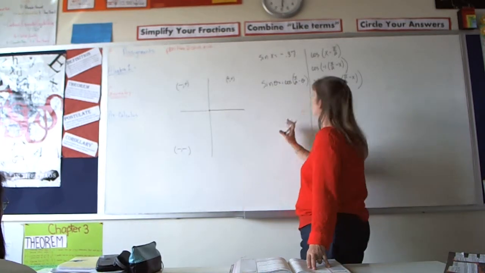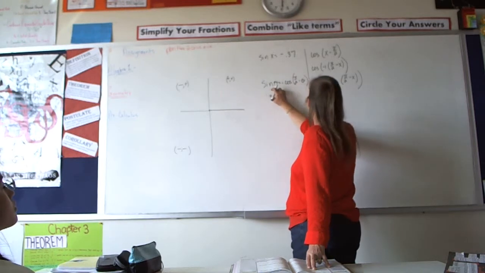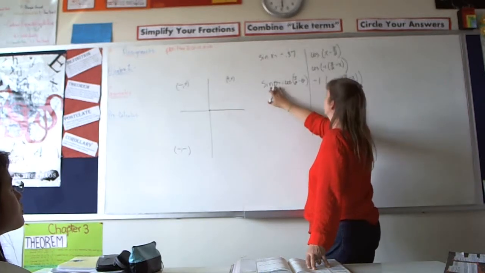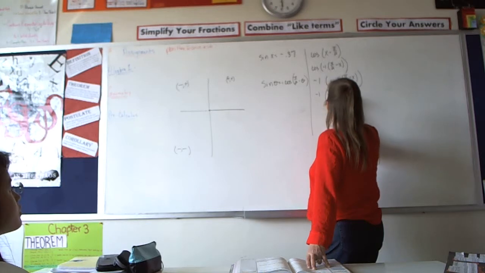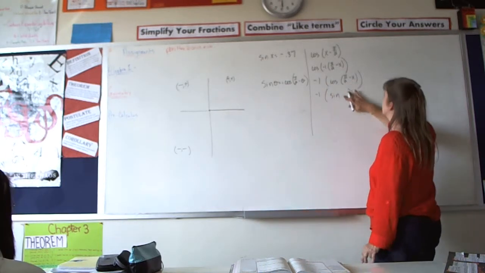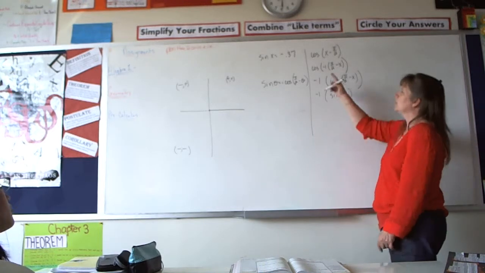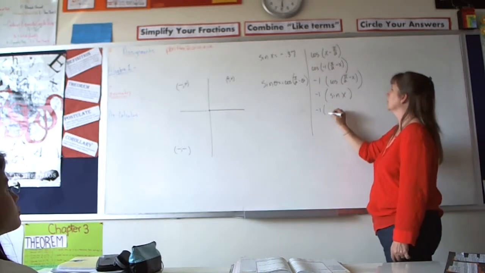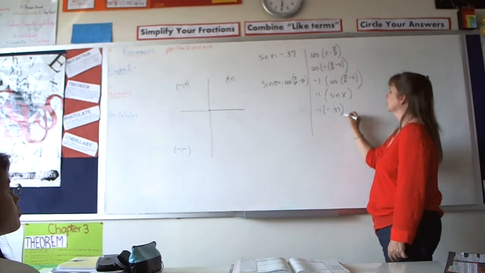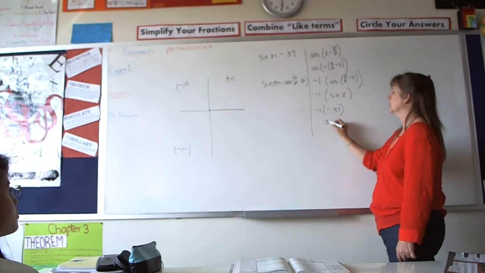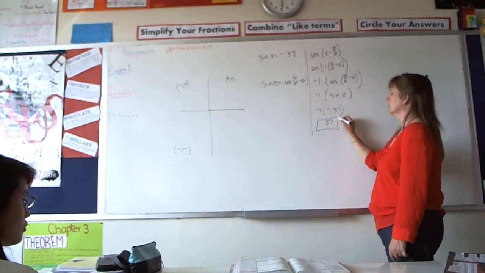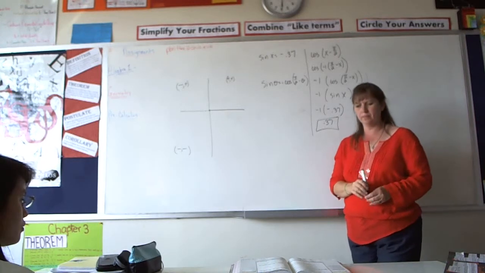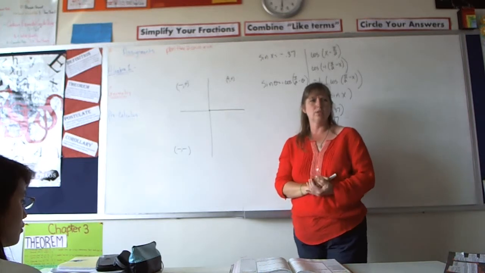So now I can substitute this value. This right here is equal to the sine. I change it to theta, it should be x. Now we can put in this value here, and we get 0.37. Okay? Questions?